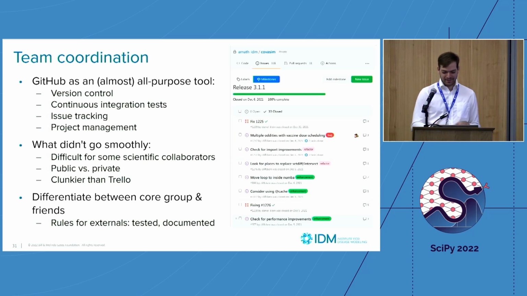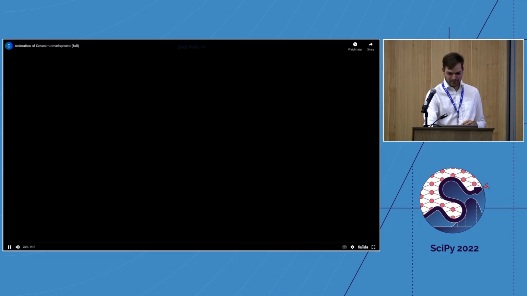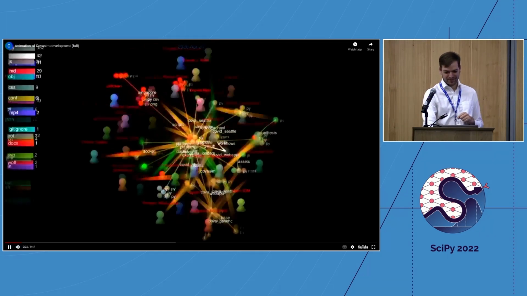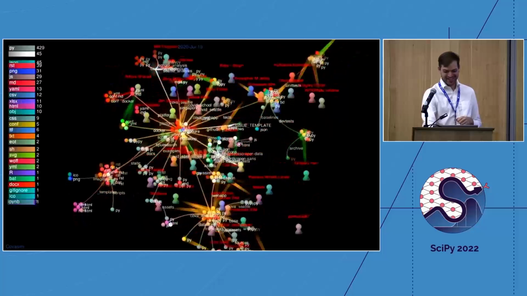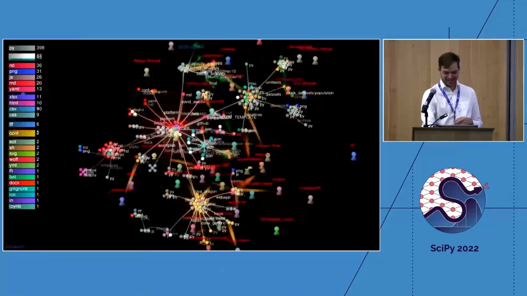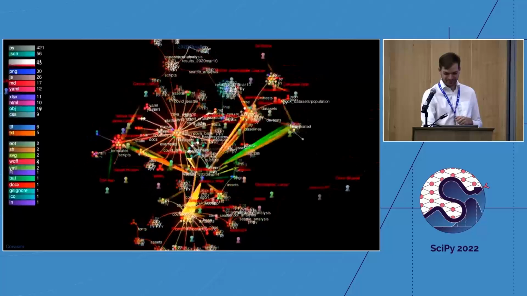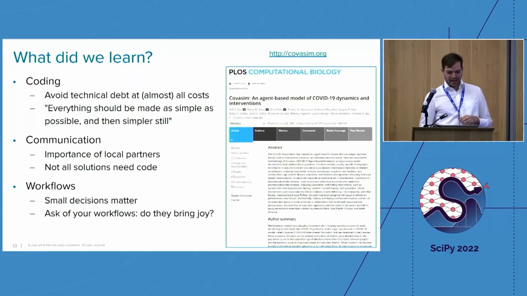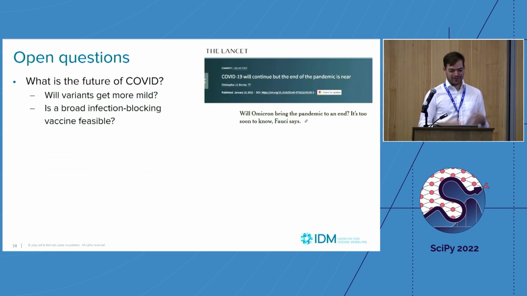So I'll skip this. We used GitHub for coordination, which worked better for the developers than the scientists. This just shows the activity in GitHub, so you can see how quickly a lot of people jumped on the project. And so, what did we learn? Avoid technical debt, engage local partners, and small decisions matter. Sometimes we would flip a coin to make a decision, and then we would regret it for weeks later. So, some open questions.